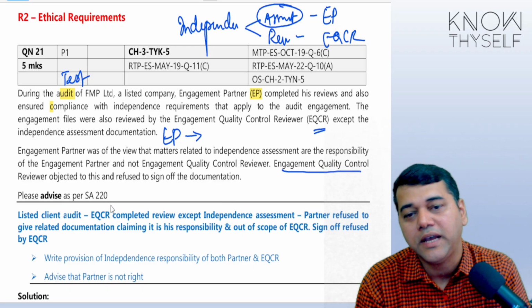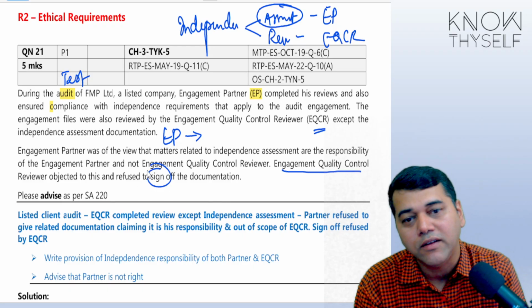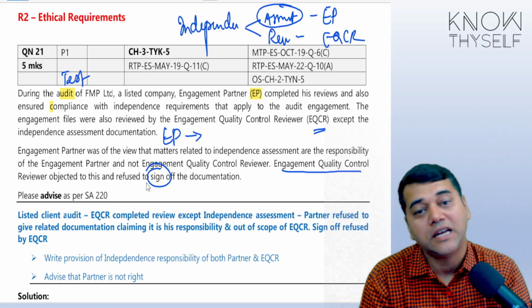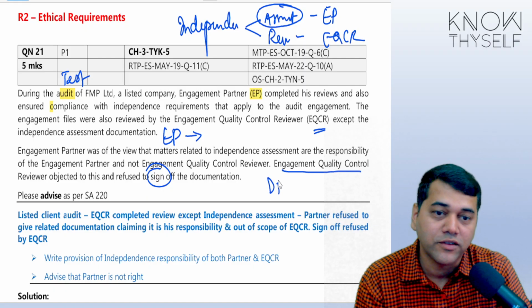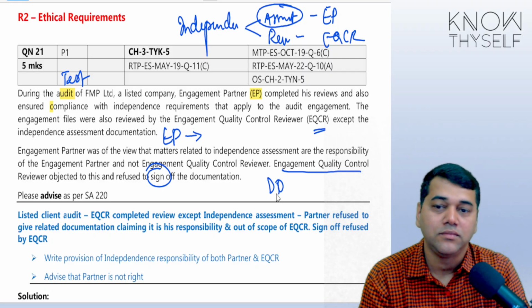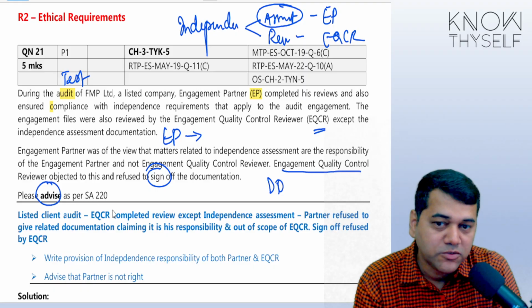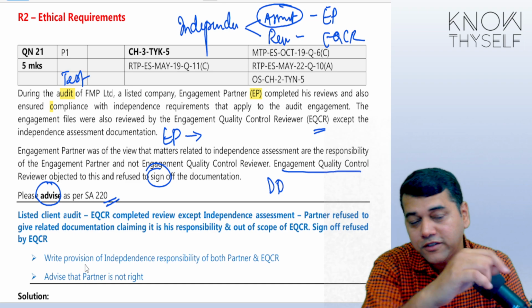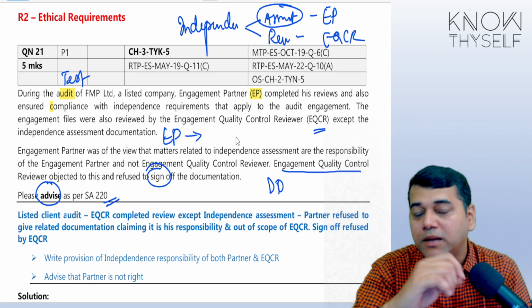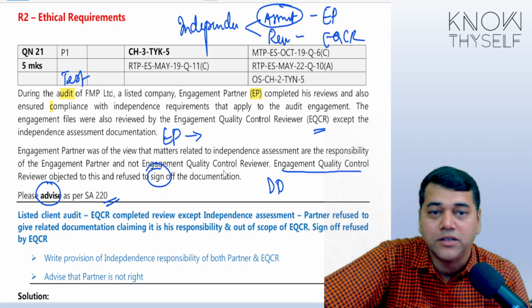Then what did the engagement quality control reviewer say? I will not give sign off. Let me see how you issue the audit report without my sign. Now this is called a difference of opinion. Now they seek advice as per SA 220. Okay, now you see the catch, friend. Will you write the difference of opinion part or will you write about the independence assessment here in the examination?